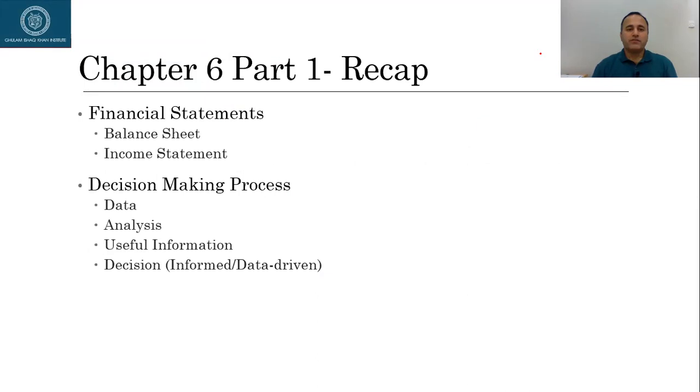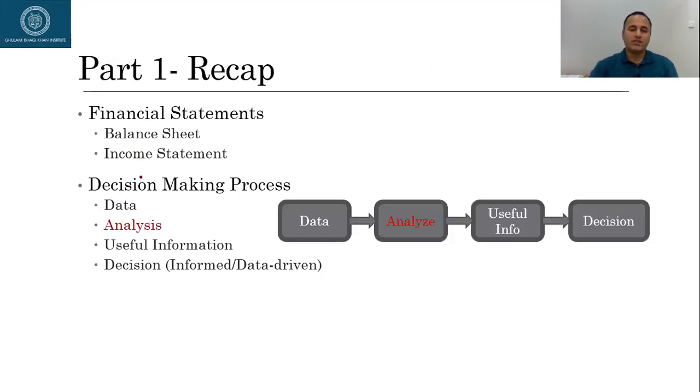In the first part of chapter number 6, I introduce you to financial statements. For the purpose of this chapter, we were mainly interested in balance sheet and income statement. And then I introduced you to decision-making process. And as I told you in my first lecture, the decision-making process starts with data, and then we have to analyze it and convert it into useful information. So analysis is extremely important step in the whole decision-making process.